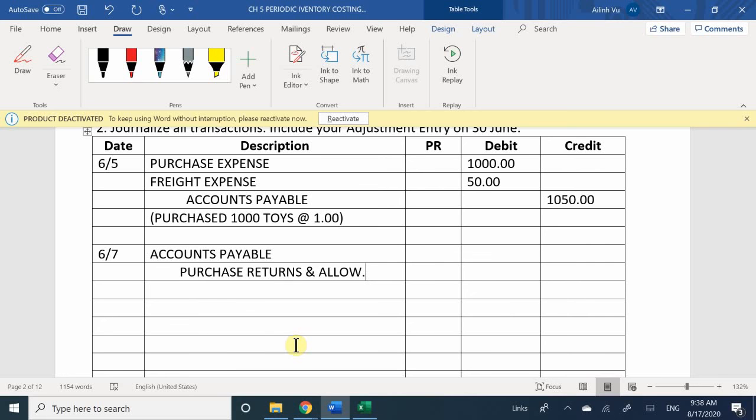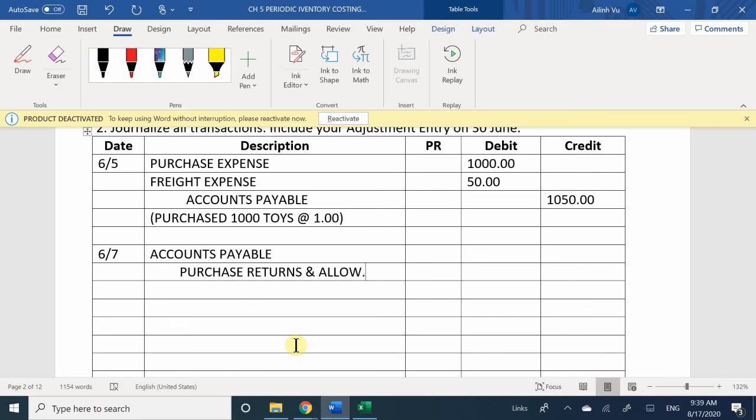Now, there is only one reason why we have to use a purchase returns and allowances. What kind of account is a purchase returns and allowances? It's a contra account. That's correct. And the only reason why we have to have this as a contra account is because when do we actually convert this into inventory? At the end of the period.